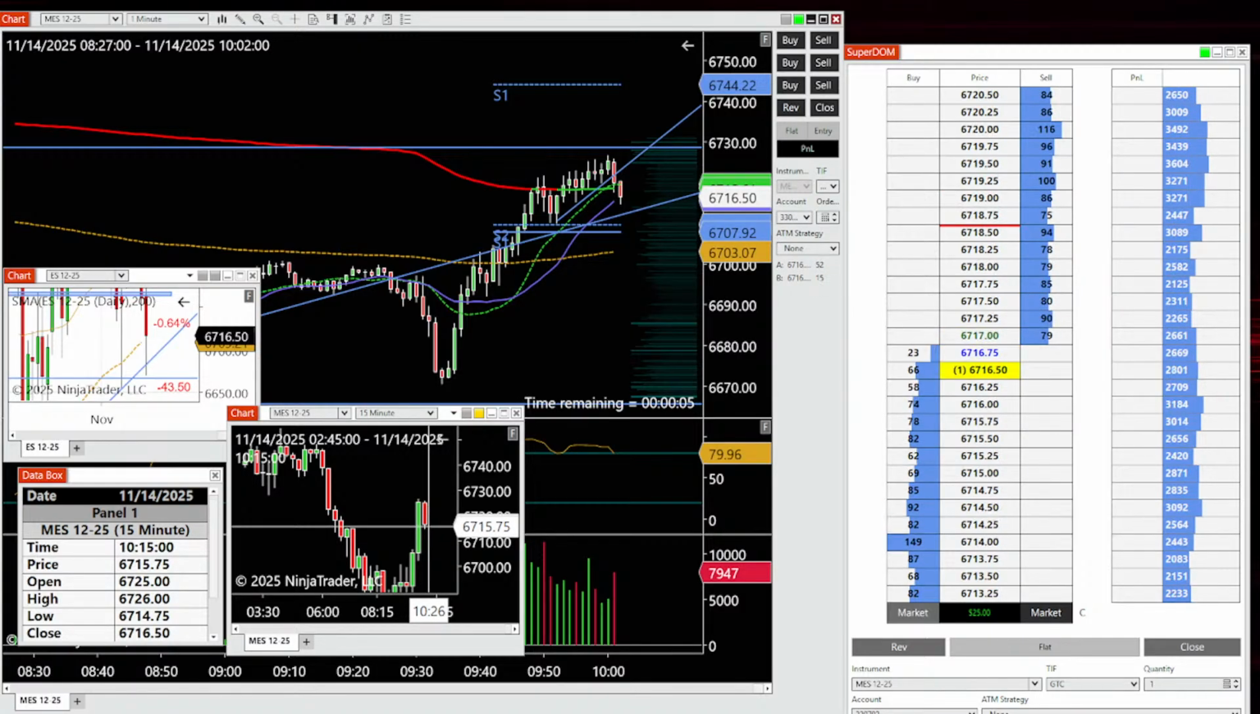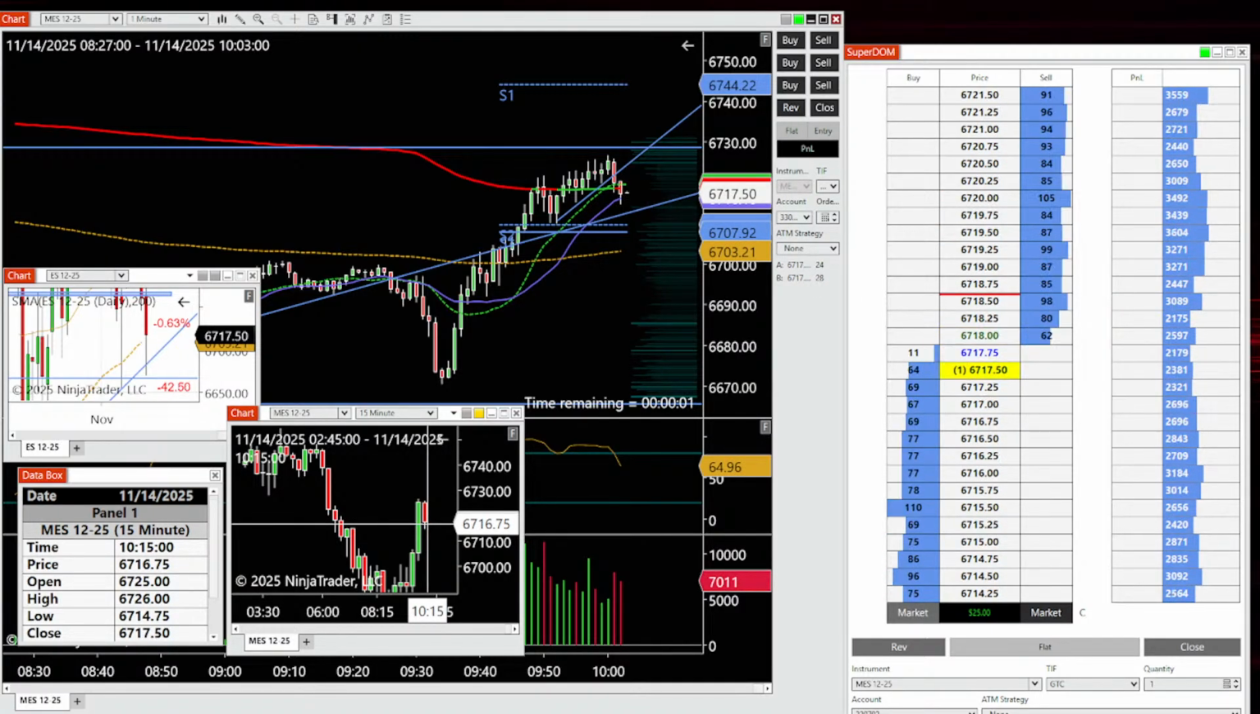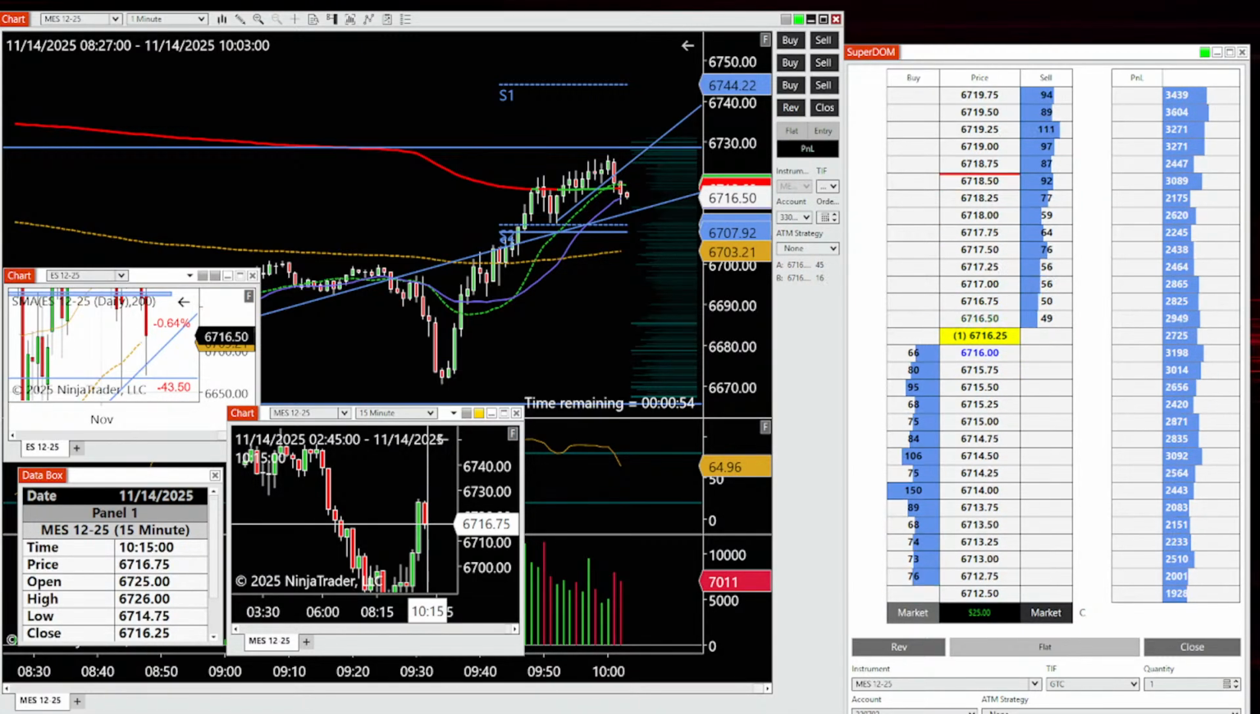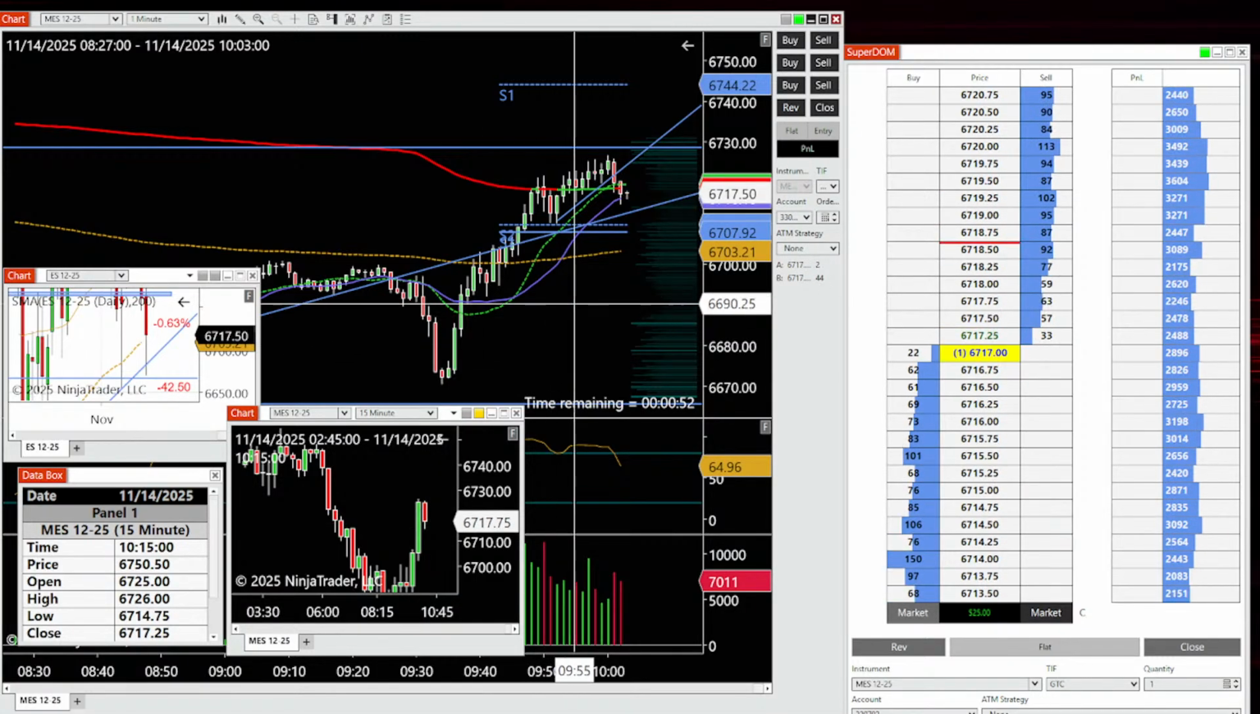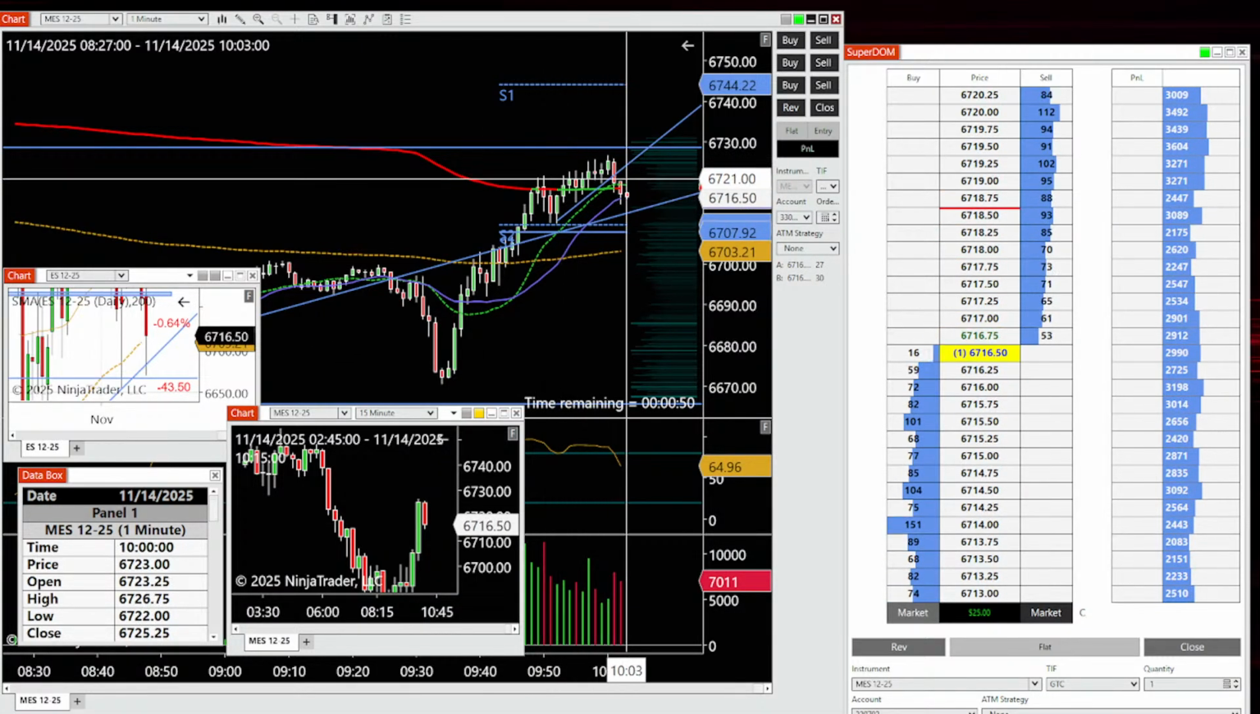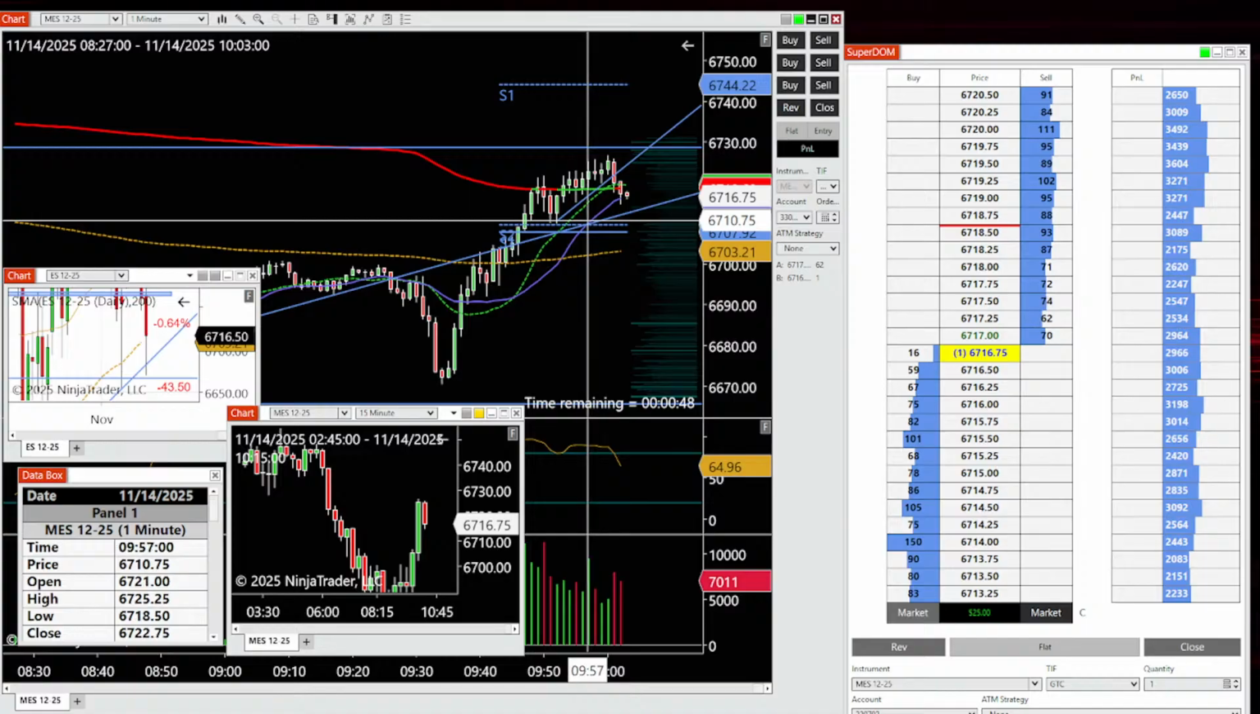This looks heavy. It does. It doesn't mean it can't pull back. I'm just saying it looks heavy. We could do a shoulders, a head, and a little shoulders and break down.